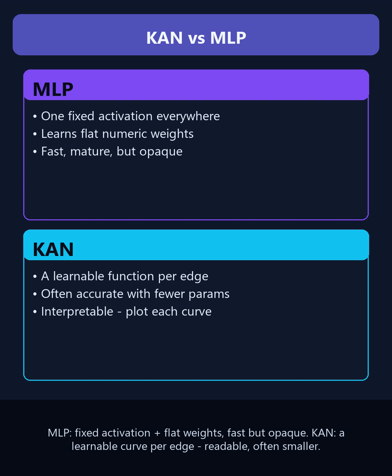So how does a KAN compare to a plain MLP? An MLP learns weights and uses one fixed activation everywhere, which is fast and battle-tested but hard to read. A KAN learns a separate function on every edge, so it is often more accurate with fewer parameters and, crucially, interpretable. You can literally plot each curve. The trade-off is that KANs are heavier to compute and less mature tooling-wise.